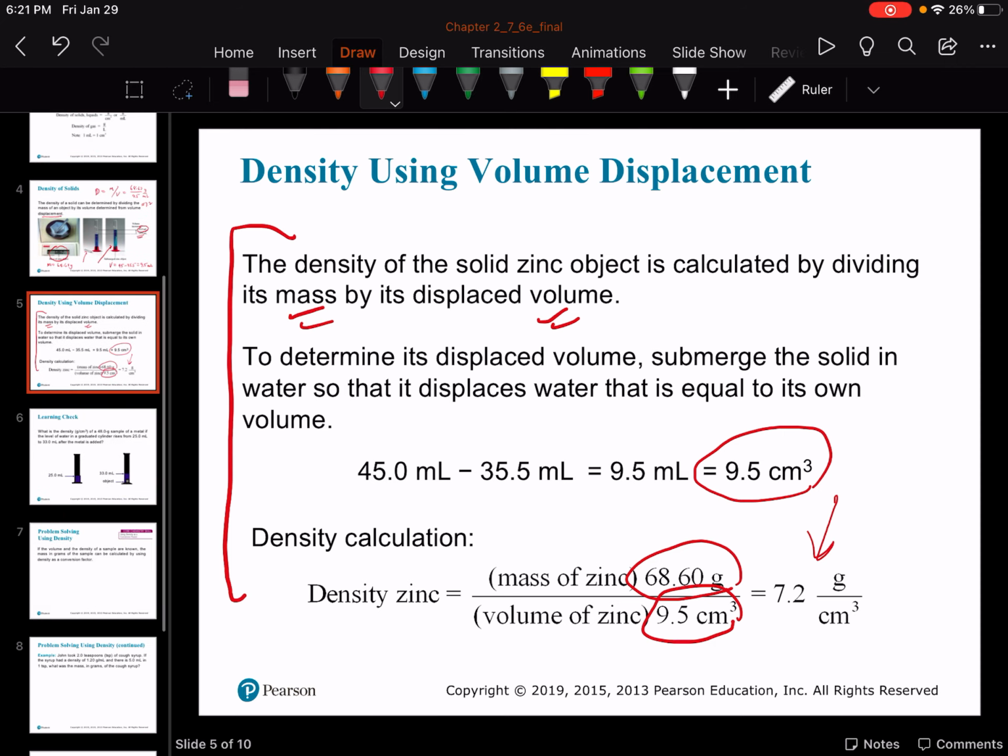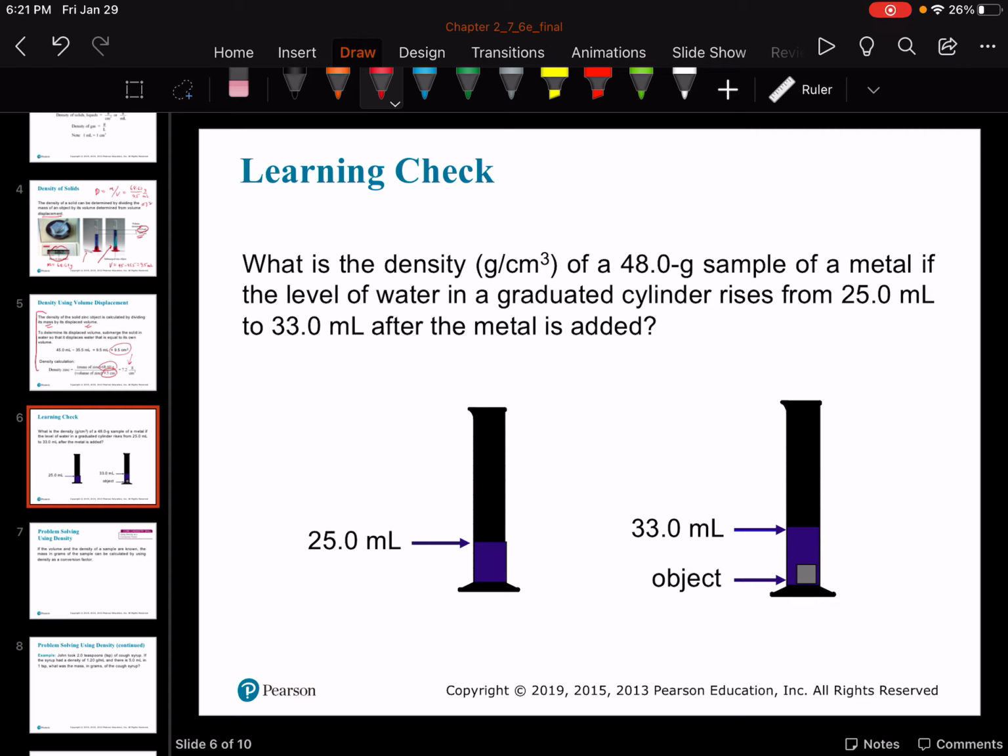All right. So let's do another example. What is the density of a 48-gram sample of a metal if the level of water in the graduated cylinder rises from 25 mils to 33 mils, right? So volume is equal to the final minus initial, 33 minus 25, which is equal to 8 mils, right? So volume is equal to 8 mils. You can see why this is, right?